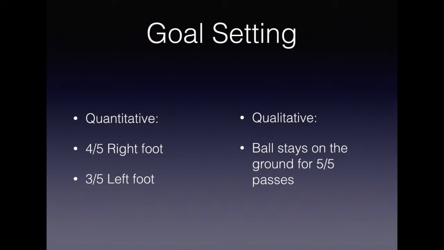Both quantitative and qualitative goals have been set for this program. The quantitative goal is that the participant should be hitting 4 out of 5 targets with their right foot and 3 out of 5 targets with their left foot by the end of the 4-week program. The qualitative goal is that the ball stays on the ground for 5 out of 5 passes.